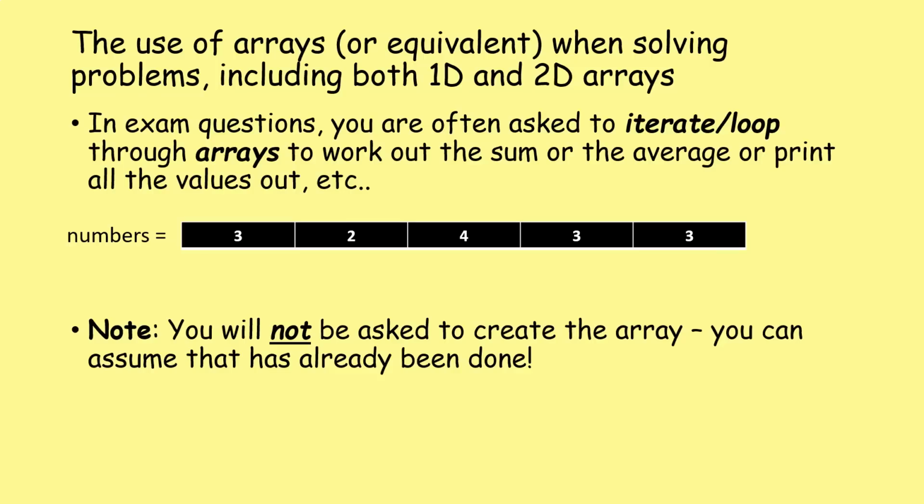So often in exam questions, you're going to be asked to iterate or loop through arrays, work out a sum, work out an average, work out the highest, work out how to print out all the values, etc. So we're going to use this simple array called numbers for a few examples. Remember, you don't have to create the array. They give you an array of 1,000 numbers. You're not going to write out 1,000 numbers to start with. You just have to do the array manipulation. They'll give you the name of the array. You can assume it's already been created and use that in your examples, which is exactly what we're going to do.